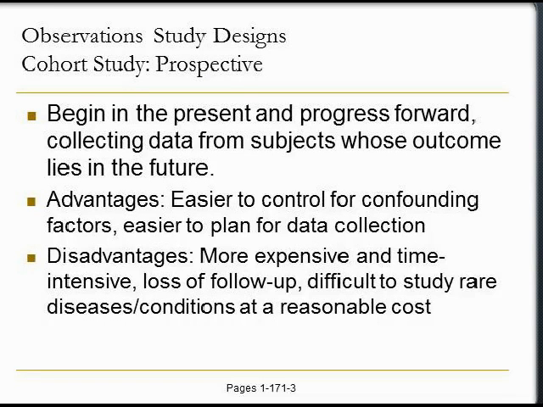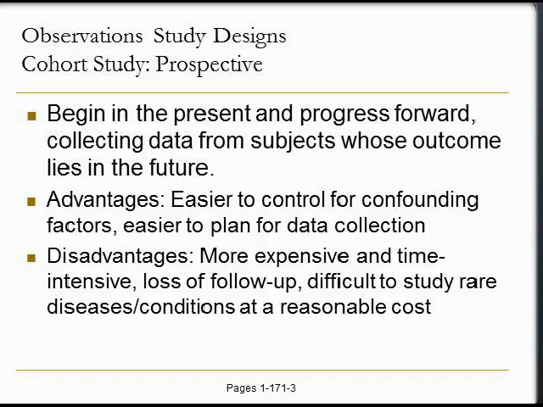Prospective, on the other hand, begins in the present and progresses forward. Just like the Framingham cohort, we start the study today and we're collecting information as time goes on. The advantage is it's much easier to control for these confounding factors. It's easier to plan for data collection because we're collecting data in the future.